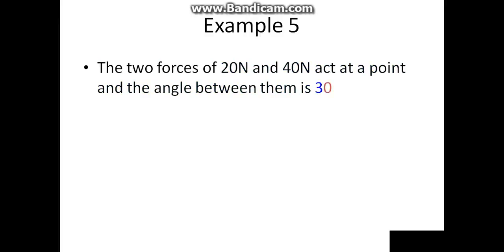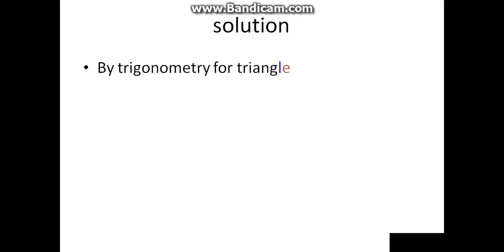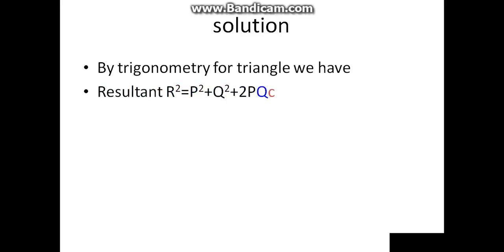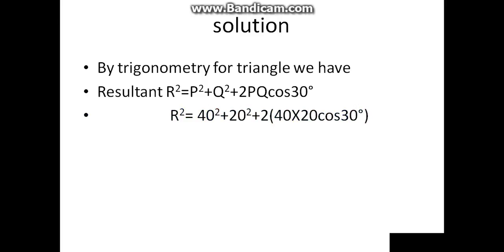Example 5. Two forces of 20 Newton and 40 Newton act at a point and the angle between them is 30 degrees. Find the resultant force. Solution. By trigonometry for the triangle, we have resultant rho squared equal to p squared plus q squared plus 2pq cos 30 degrees. Substituting the values, rho squared is equal to 40 squared plus 20 squared plus 2 in bracket 40 times 20 cos 30.